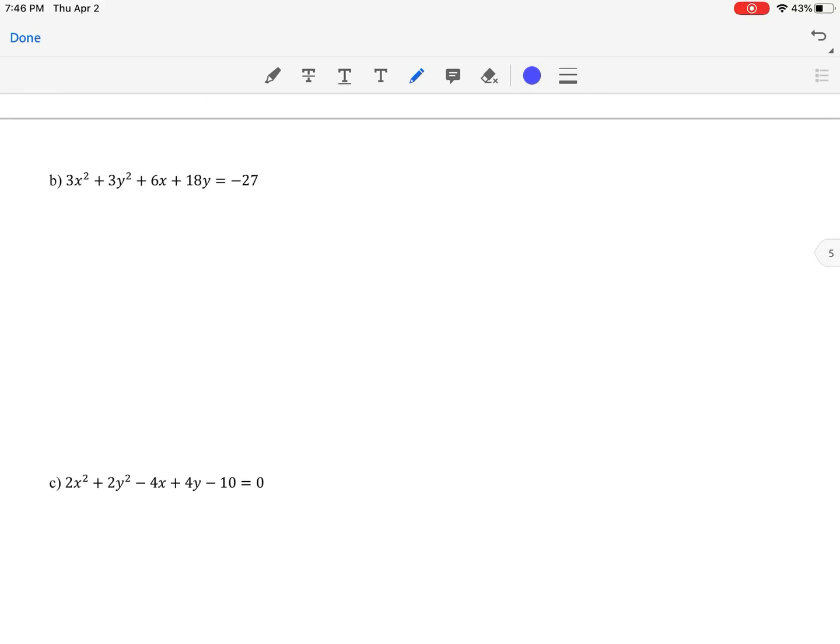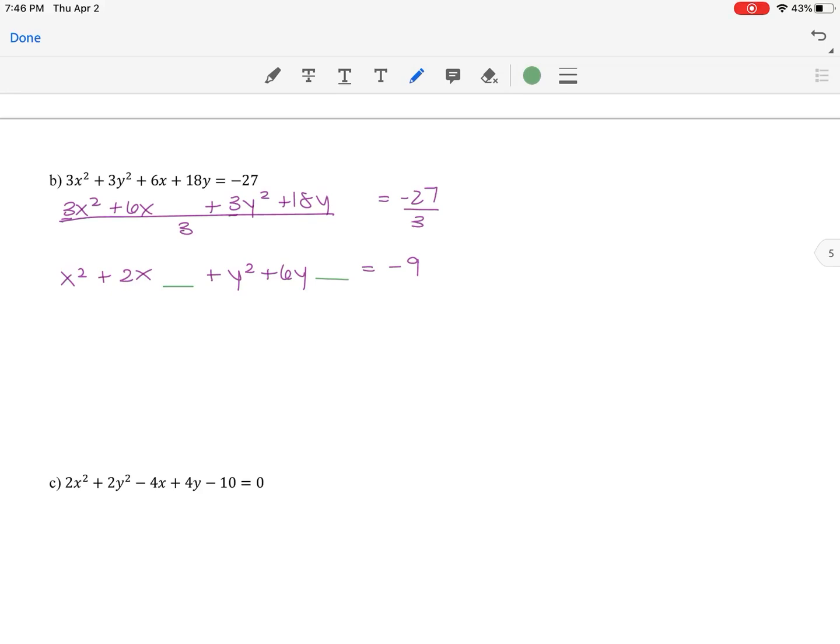Okay, we're going to practice this a few different times, so let's take a look at the next one. In this one, I'm going to start off the same way that we did before, and get my x's together and my y's together. The constant is already on the other side. Notice this one's a little bit trickier because there are numbers in front of the squared terms. Your trick here is notice how there's a 3 and a 3. With a circle, those numbers will always be the same. So we're going to divide both sides of the equation by that coefficient. Therefore, I'm left with x squared plus 2x plus y squared plus 6y equals -9.